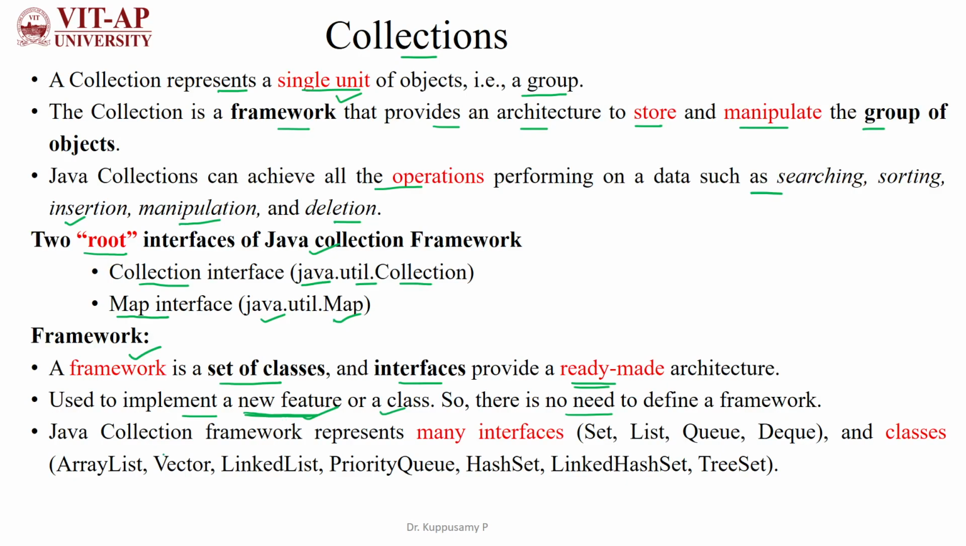collection interfaces. The Java collection framework represents many interfaces like set interface, list interface, queue interface, double-ended queue interface, and these interfaces can be implemented by using a number of classes such as ArrayList class, vector class, linked list class, priority queue class, hash set class, linked hash set class, and tree set class.